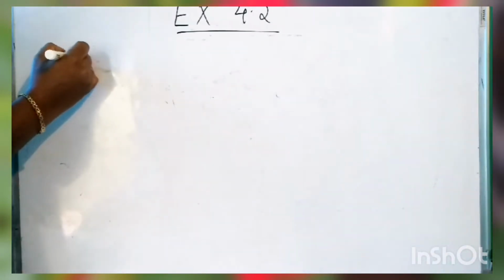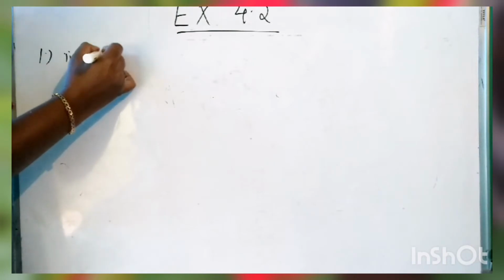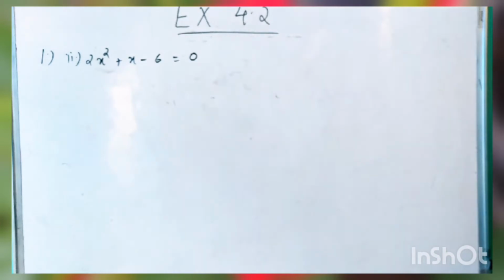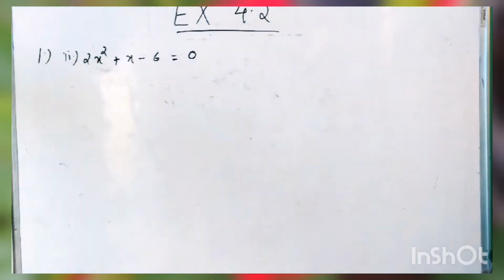Second one, 2x square plus x minus 6 is equal to 0.